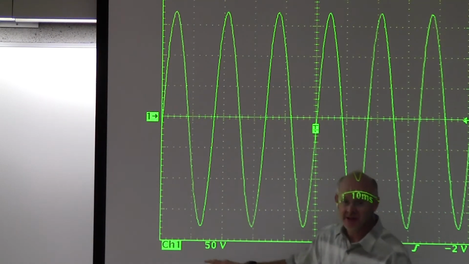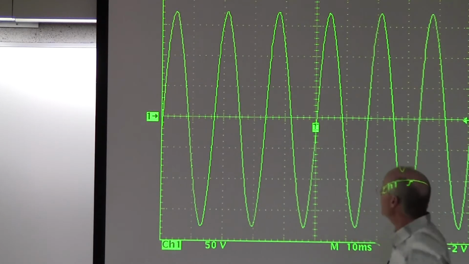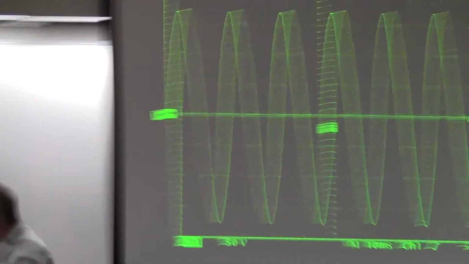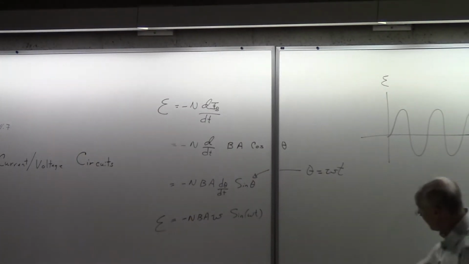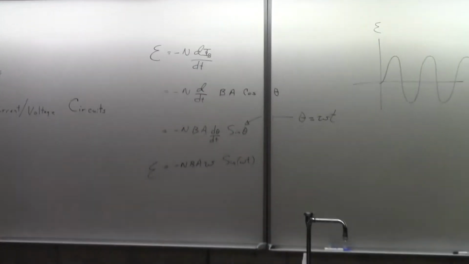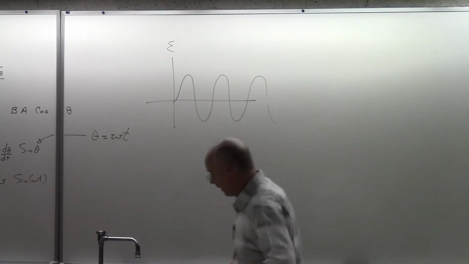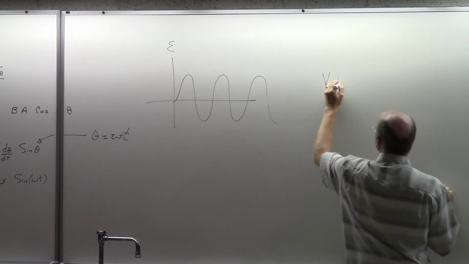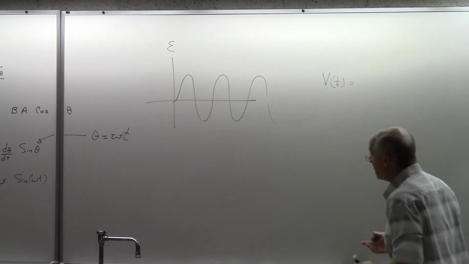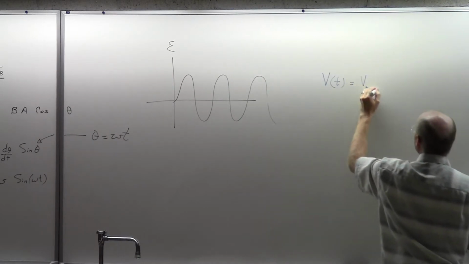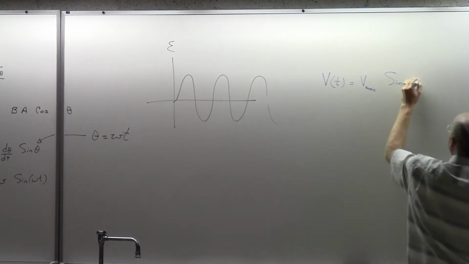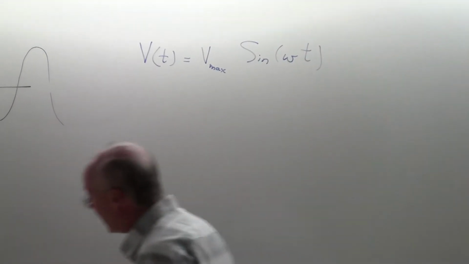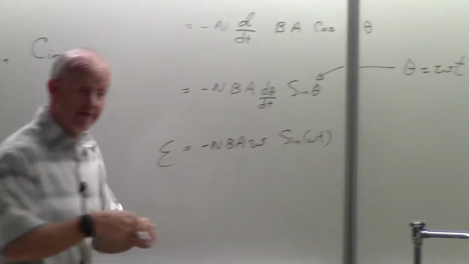This is 50 volts. If you don't already know this, you need to know that the wall plug is written in this form. The voltage coming from it looks like this. The voltage coming out of the wall, and maybe I'll just put V as a function of time, is some maximum voltage times sine omega t. And of course, that makes sense because this is how it was generated, Faraday's law.